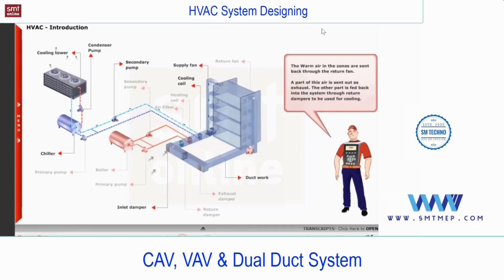The warm air in the zones is sent back through the return fan. A part of this air is sent out as exhaust. The other part is fed back into the system through return dampers to be used for cooling.